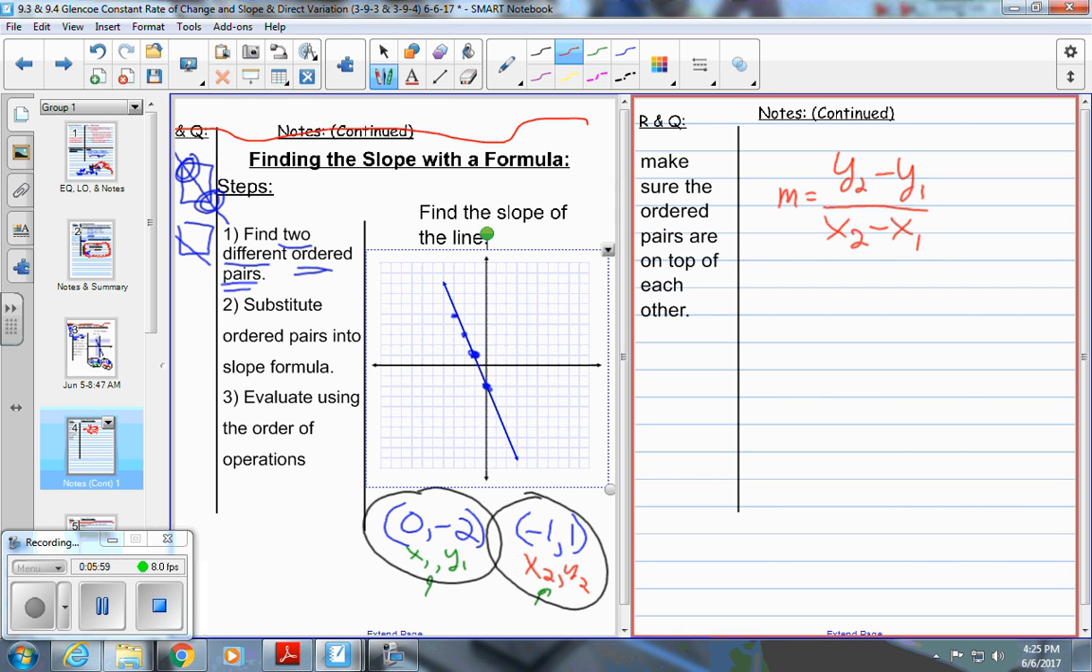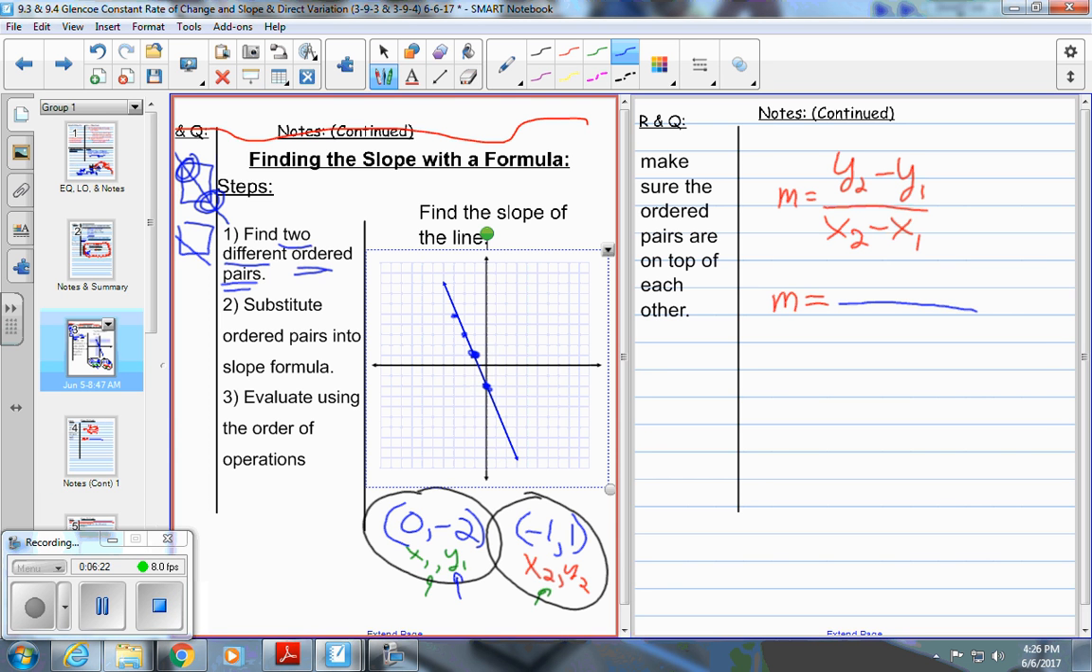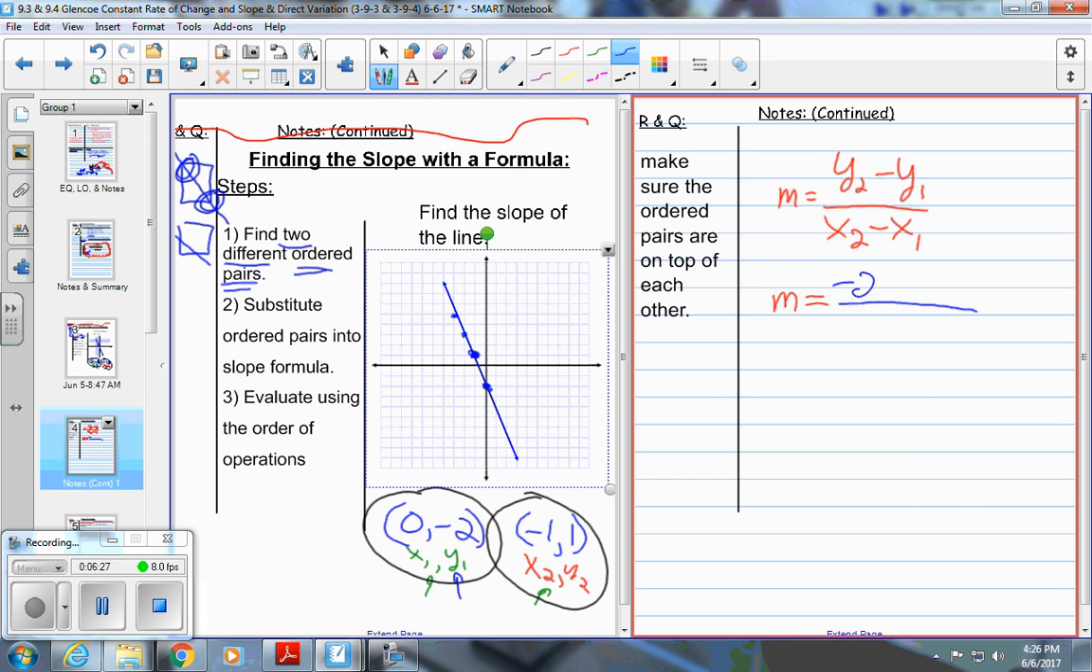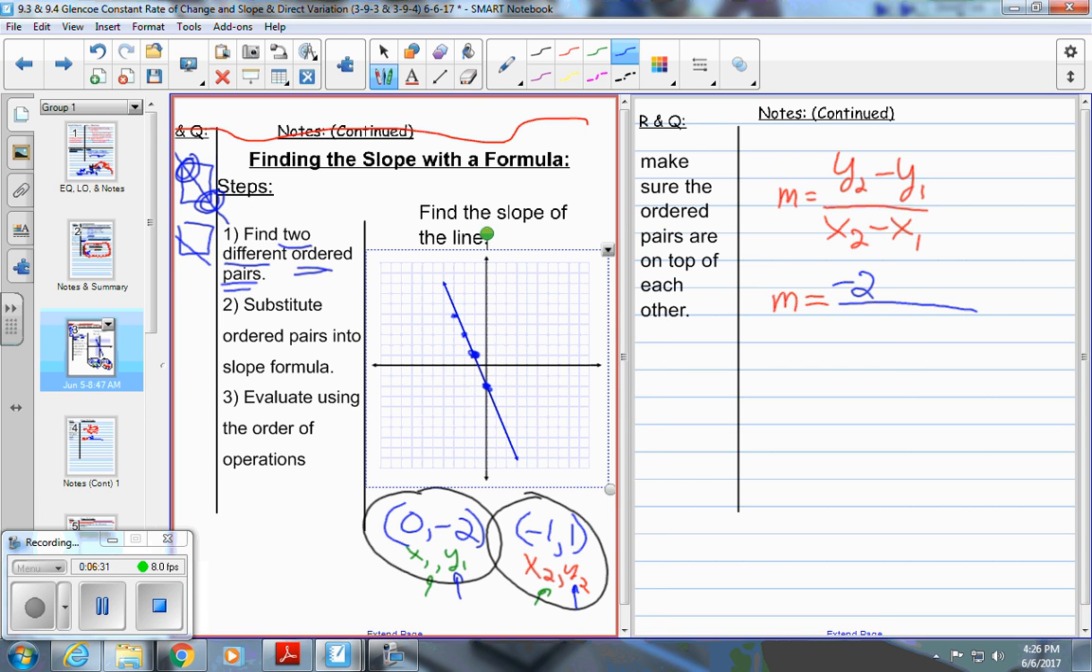And now we've already called one of these the first and one of these the second. Again, it doesn't matter which one's which. It matters that they are on top of each other when we substitute them into the formula. So the m is what we're solving for. What does m stand for? Yeah, you're right, it's slope. Okay, now we're substituting into the formula. This is y1 over here, so I'm going to put y1 first. See, I've already switched it up. And this is y2, and we're just going to minus the other one.